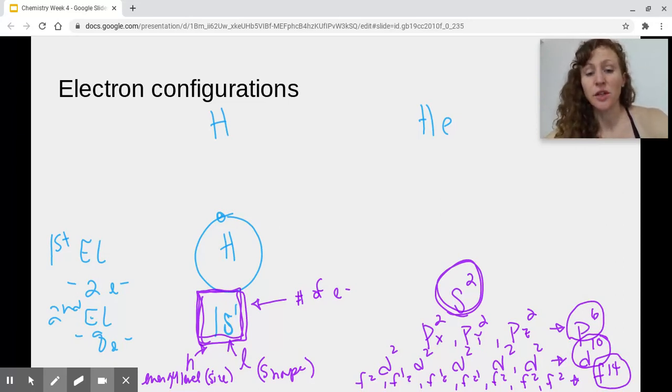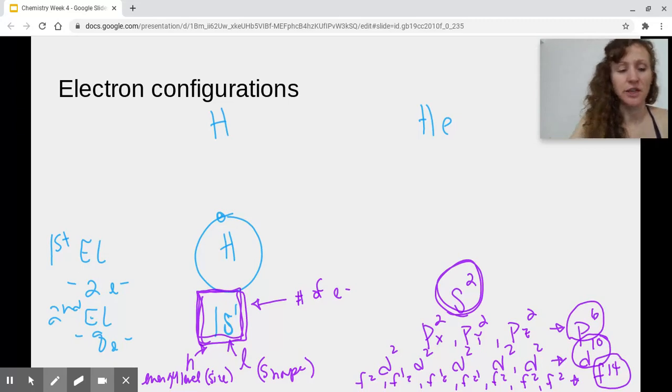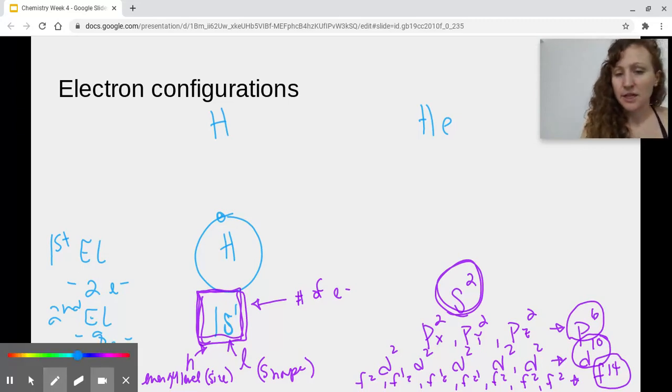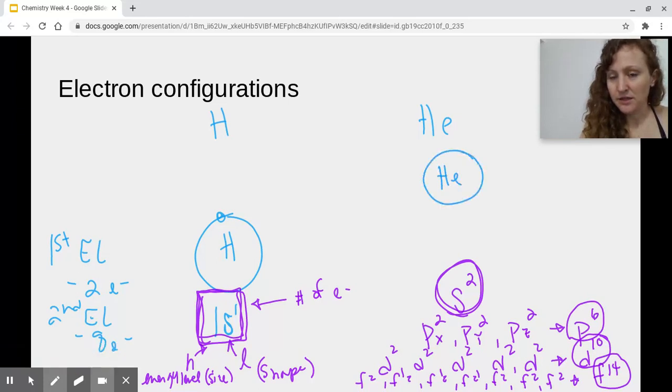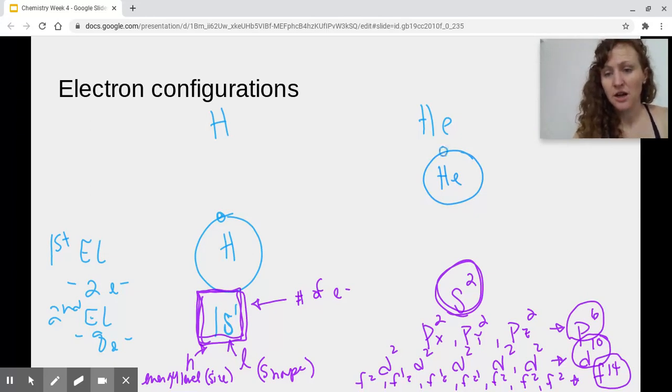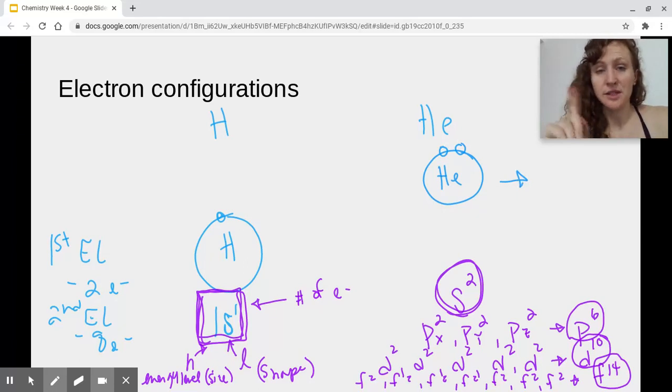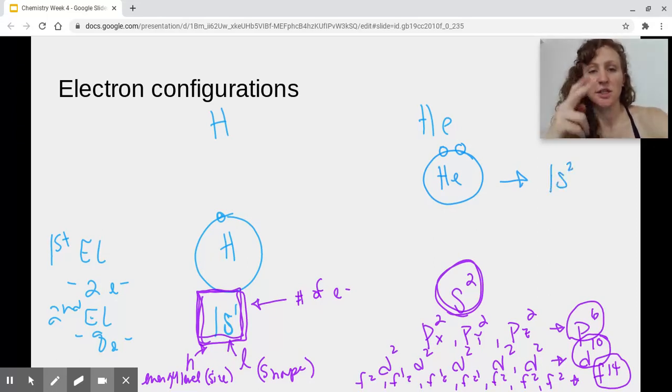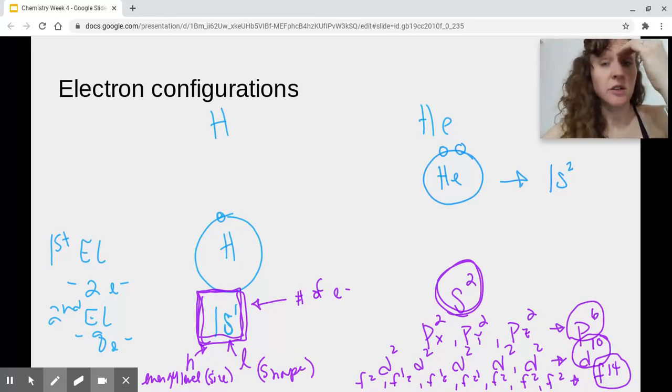Okay, so let's draw the electron configuration for helium. Same idea. From the periodic table, we can look to see how many electrons there are. There are 2 electrons for helium, and they both exist in that first energy level. So the electron configuration for helium is going to be 1s, and then there's 2 electrons in there instead of just 1 for hydrogen. So that's what a basic electron configuration is.